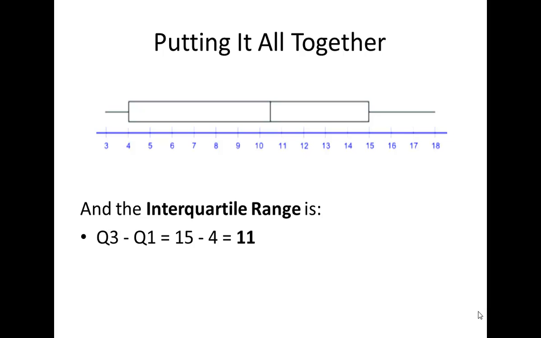Next, we can find the interquartile range. Remember, we find the interquartile range by subtracting Q3, which in this example is 15, minus Q1. In this example, that's 4. So 15 minus 4 equals 11. The interquartile range is 11.